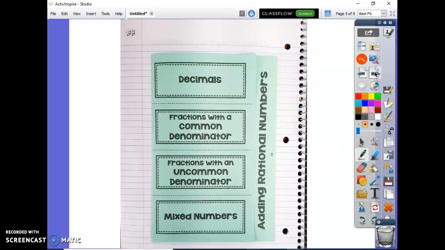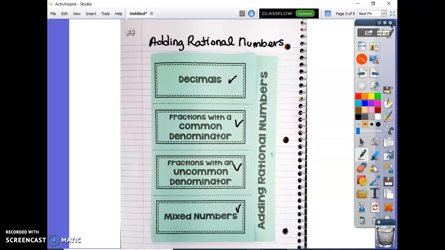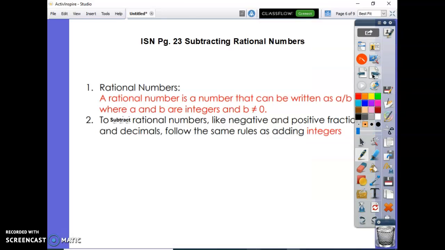Go ahead and do the practice problems on page 22. Label it adding rational numbers. Okay. And I did an example of all 4 of these, so go ahead and go back and look at the examples if you need extra help.